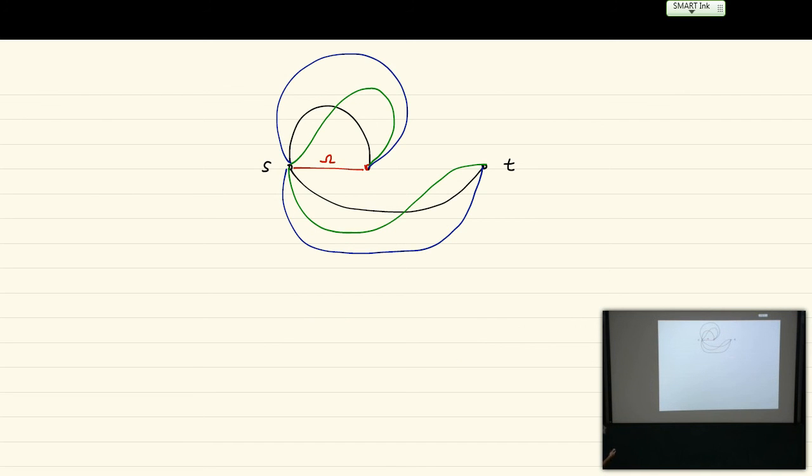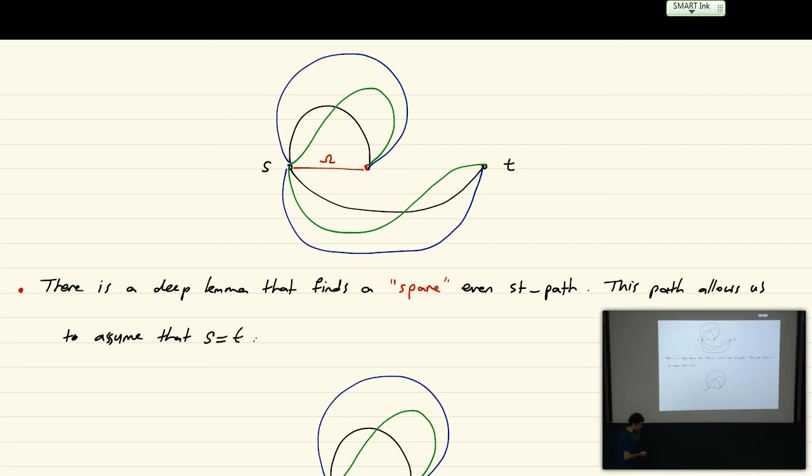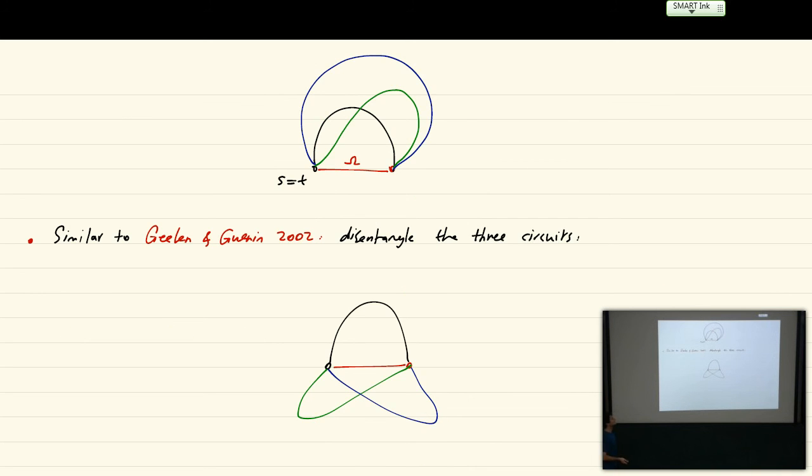In the other case, when you have this, you have three odd circuits here and three even ST paths. What you do is we have this deep technical lemma which gives us a spare even ST path. And this spare even ST path allows us to assume that S is equal to T by means of deletion and contraction, whatever that means. But then when S is equal to T, we fall back into the previous case.